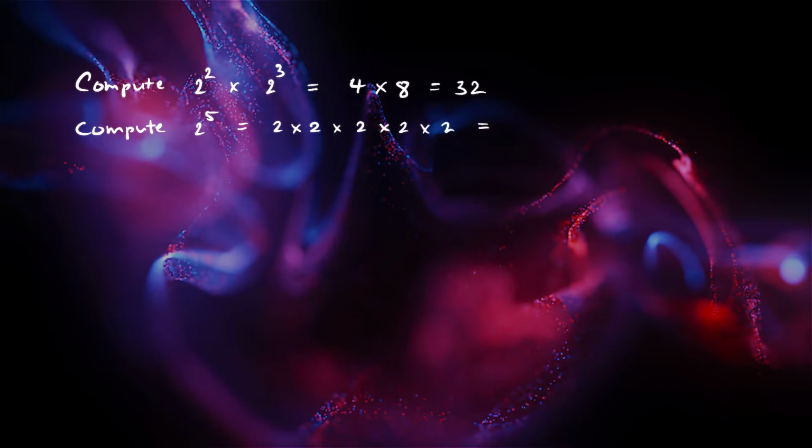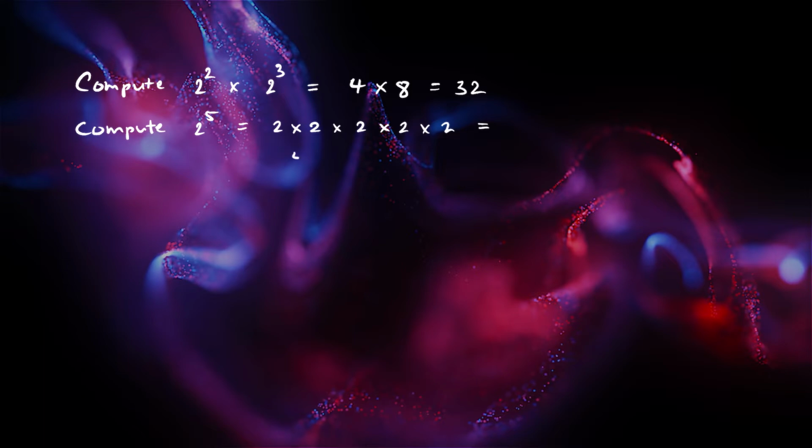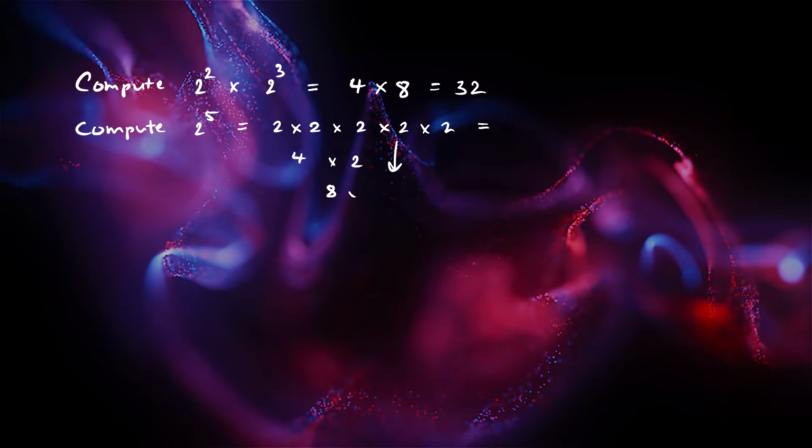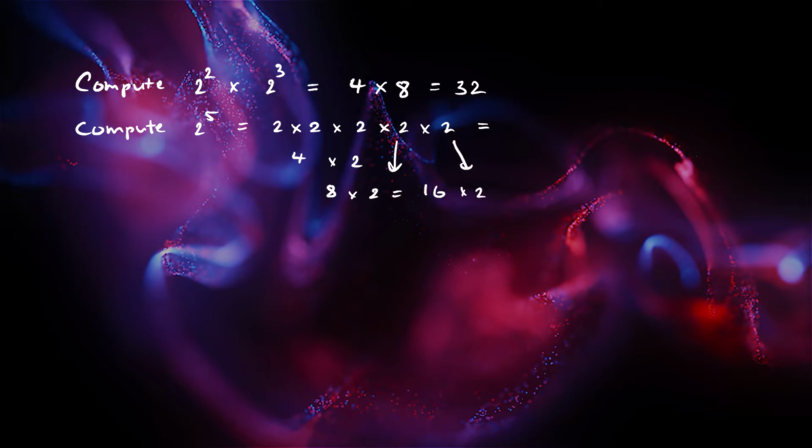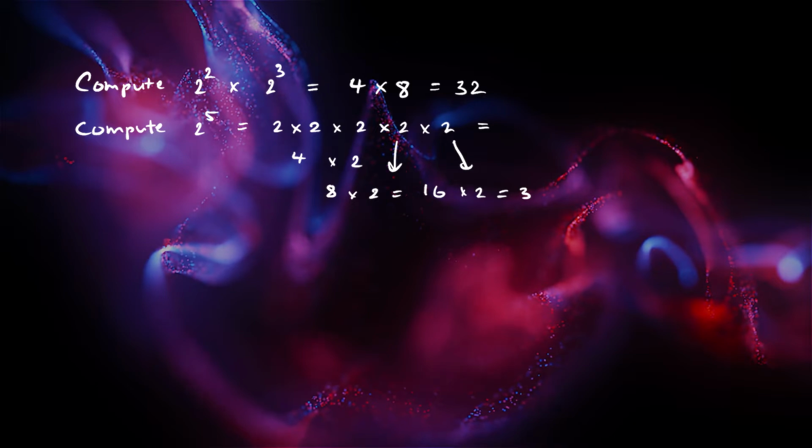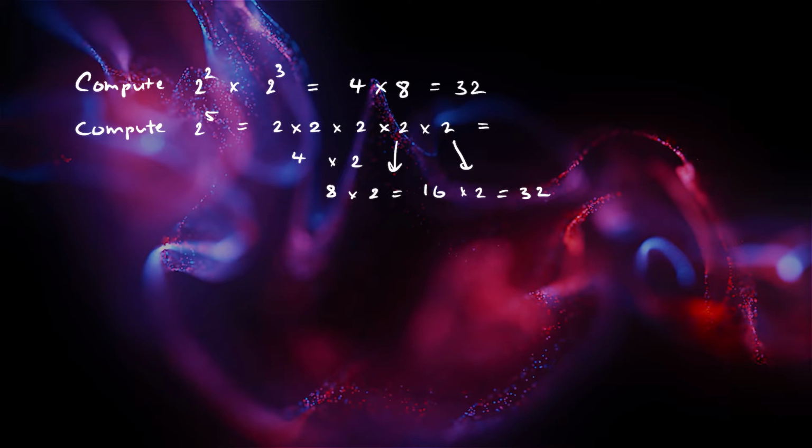This is because we've got 2 multiplied by itself exactly 5 times. So this is what the exponent means. So 2 times 2 is 4, multiplied by 2 gives us 8. 8 multiplied by 2 gives us 16. And 16 multiplied by 2 will give us 32.